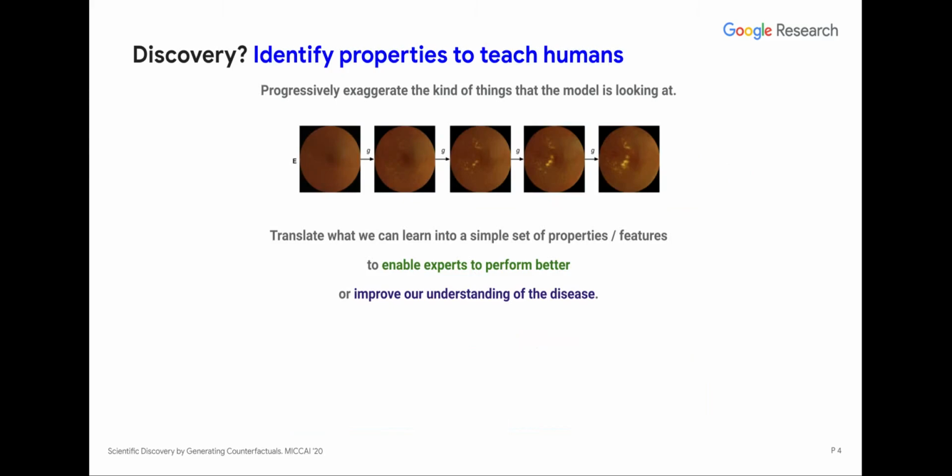Specifically, we want to identify what the model is looking at and potentially exaggerate it to learn a simple set of features or properties to enable experts to perform better or improve our understanding of the disease.